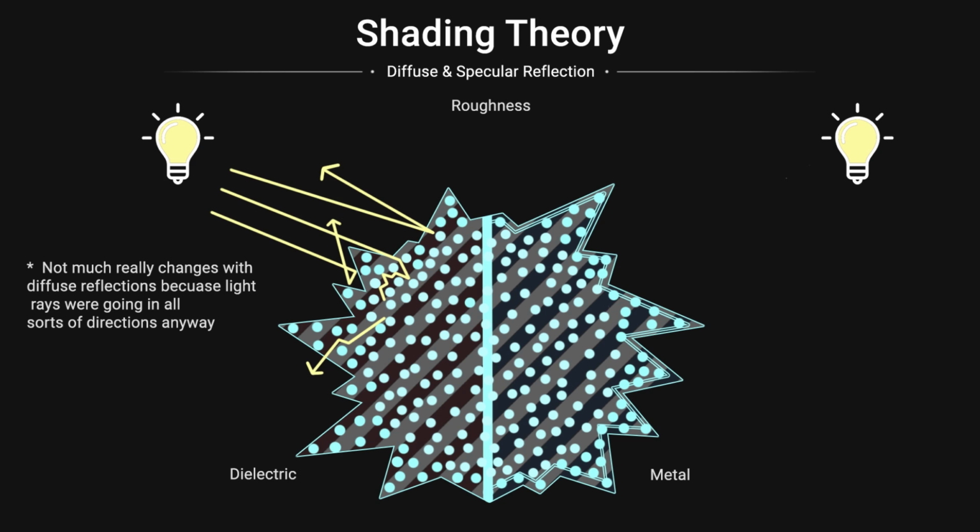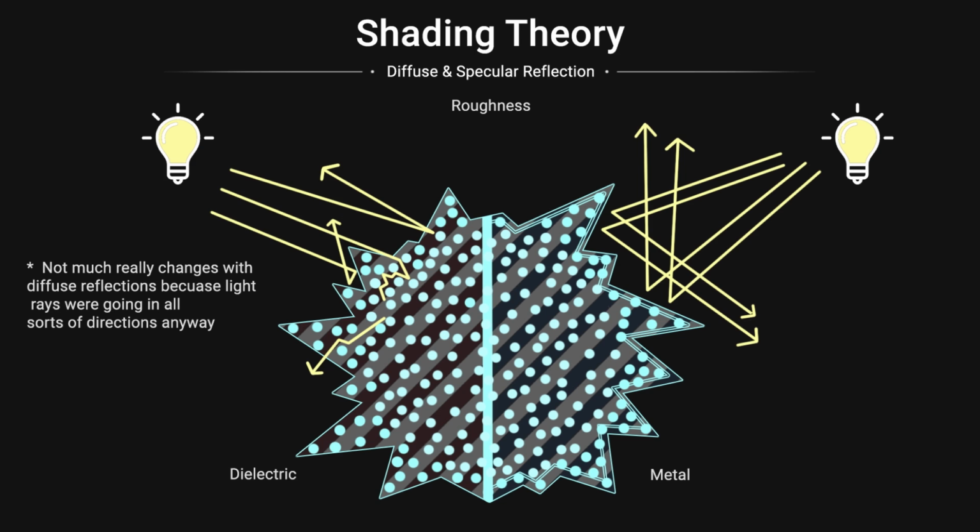However, on the metallic side, we have a very different story. Take a look at this. Light rays now are going in all directions as if it was behaving in a diffuse way, but it's not actually diffuse behavior necessarily. It's still bouncing off in a specular way. It's just that all these different peaks and valleys now cause those reflections to reflect at different angles.